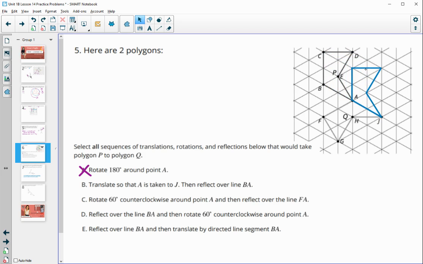B asks us to translate point A to point J, so we will move this polygon P so that we can get A onto J. Then it asks us to reflect over line AB. When we do that, it lands exactly on Q, so this one is good.